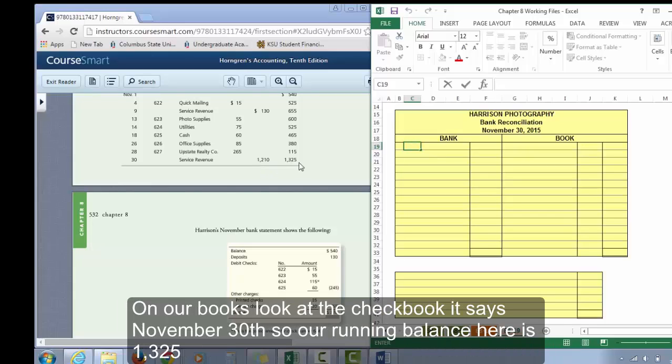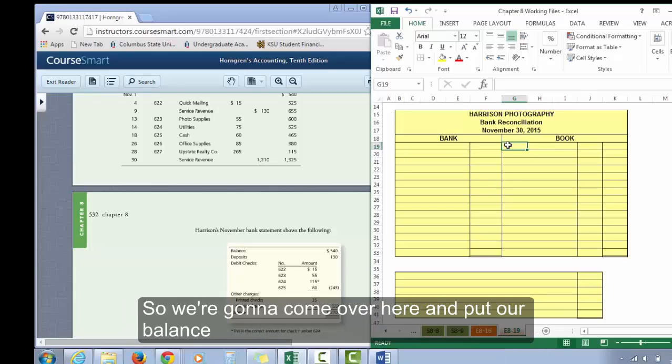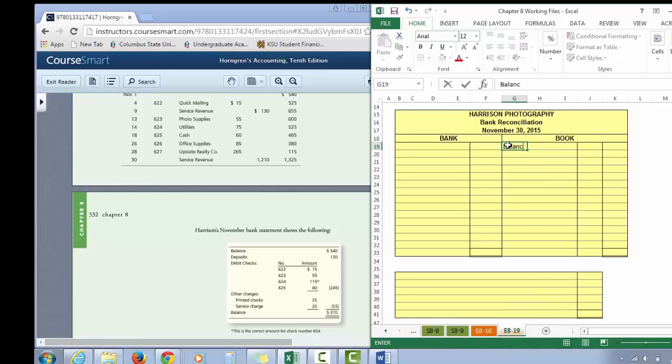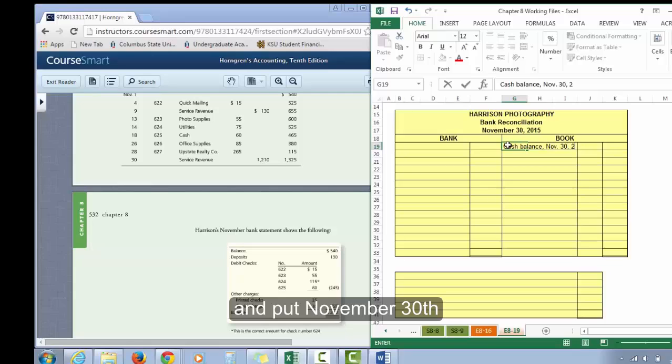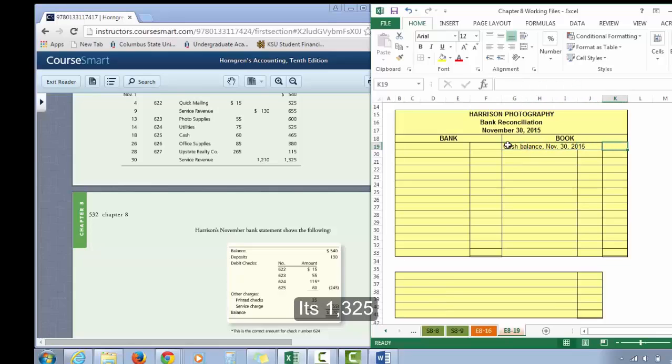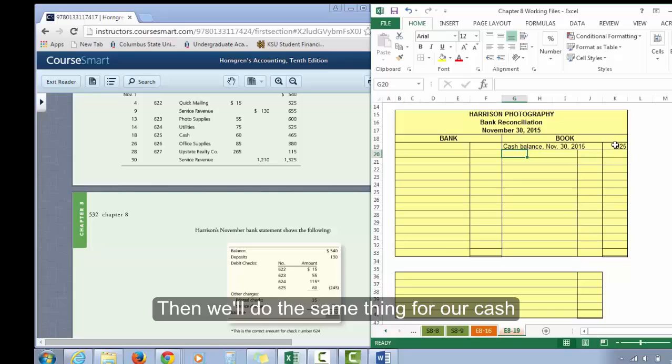So on our books, look at the checkbook here. It says November 30th. So our running balance here is $13.25. So we're going to come over here and put our balance, November 30th. Okay, it's $13.25. And then we'll do the same thing for our cash.